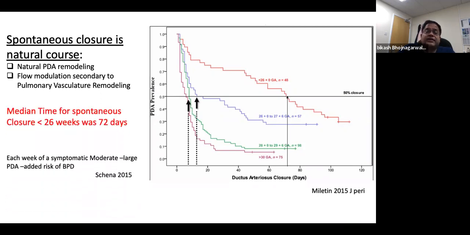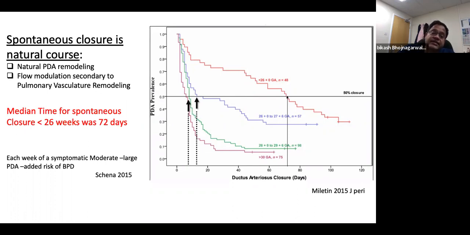However, what we found is that in extreme preterm babies, less than 26 weeks of gestation, the median age of 50% closure is as high as 72 days. Actually, that's quite high. And one paper published in 2015 has shown that each week of symptomatic moderate to large PDA exposure adds to the risk of BPD. So again, we know that these babies have an added risk of BPD.